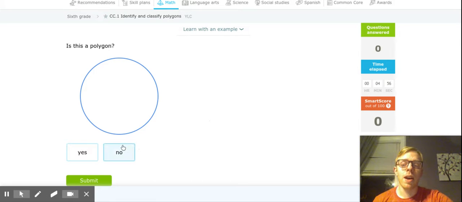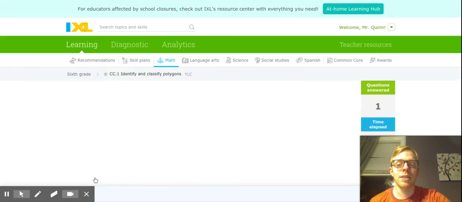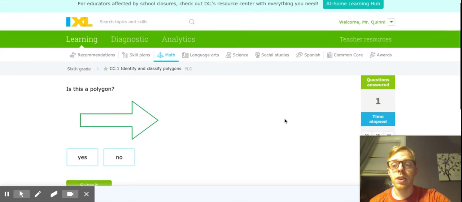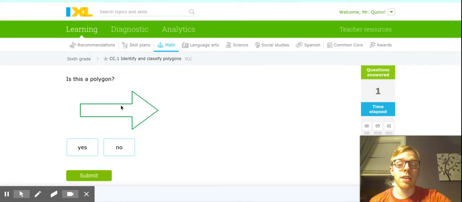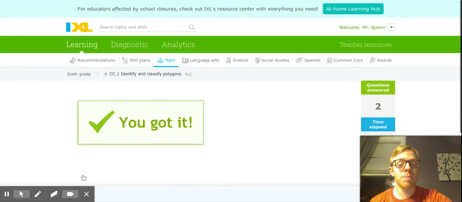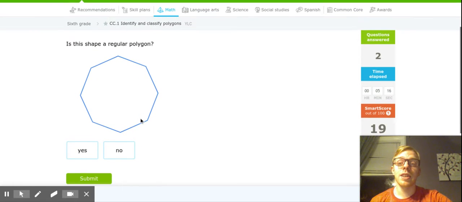So is this a polygon? Hopefully you recognize that that is a no. Is this a polygon? Let's think about our rules. Are there any curves? No. Are there any things that cross over each other like a bow tie? Nope. And are there any openings? Nope. So yes, this is a polygon.